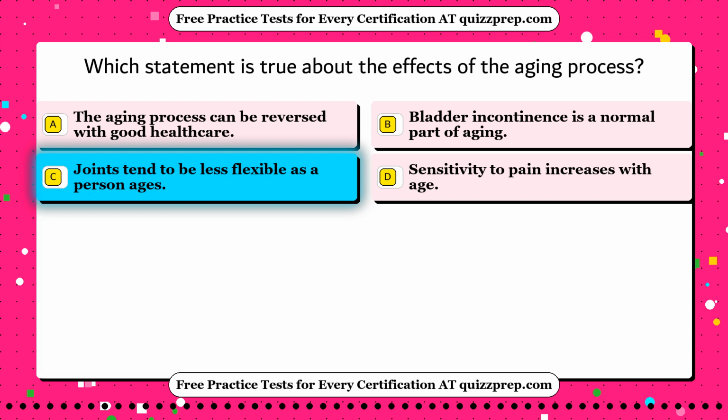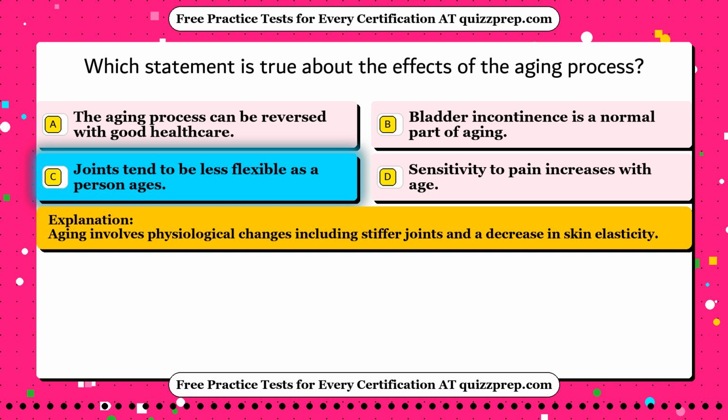The correct answer is option C. Joints tend to be less flexible as a person ages. Aging involves physiological changes including stiffer joints and a decrease in skin elasticity.